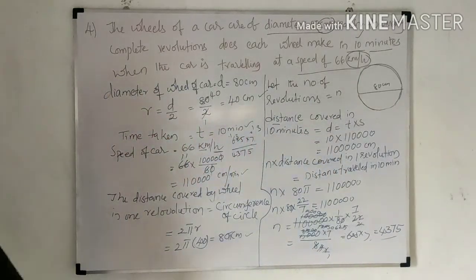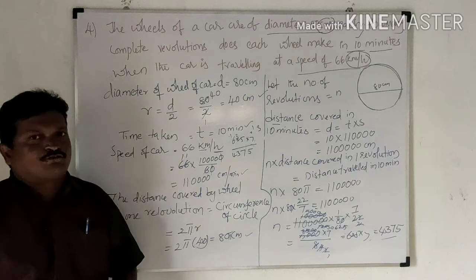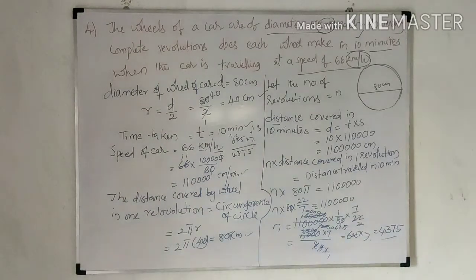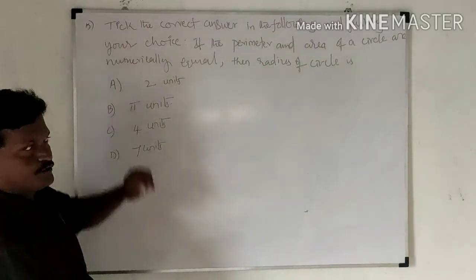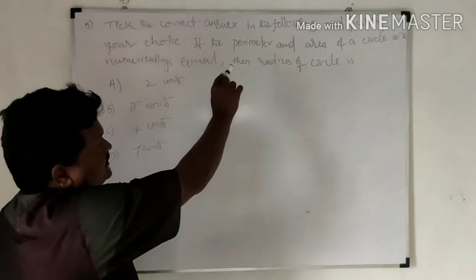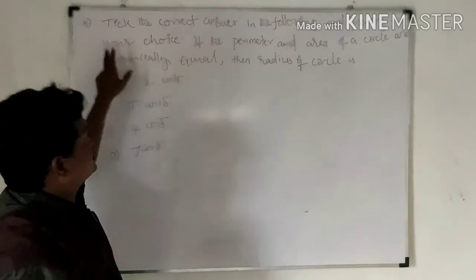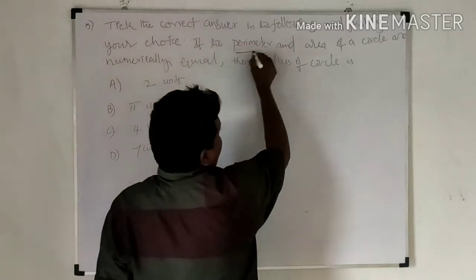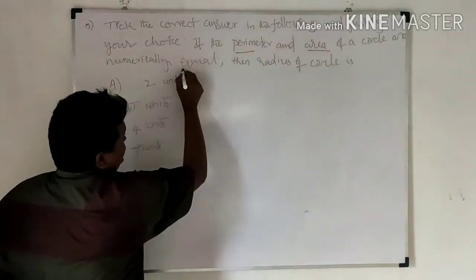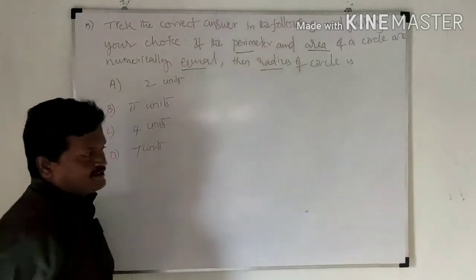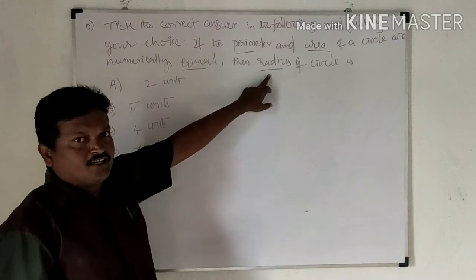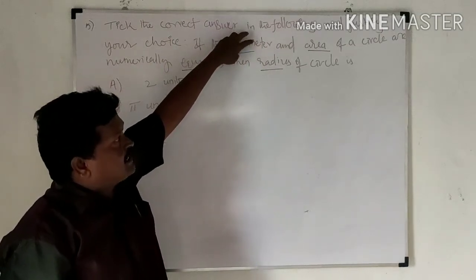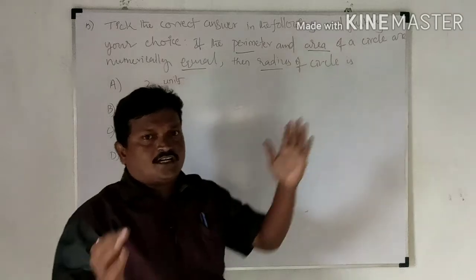Okay, thank you students. Now after this we will see the fifth question. Yes, let us solve the fifth question. Tick the correct answer in the following and justify your choice. If the perimeter and area of a circle are numerically equal, then the radius is. So here we have to find the radius of the circle when the perimeter and area of the circle are both equal.